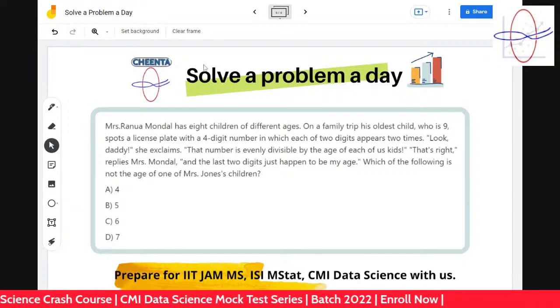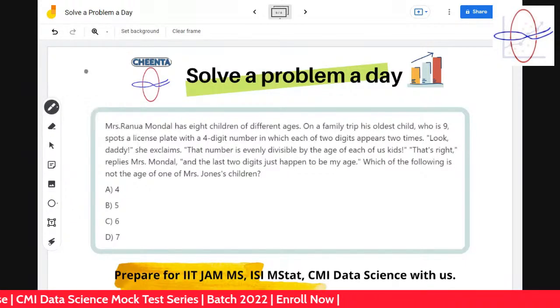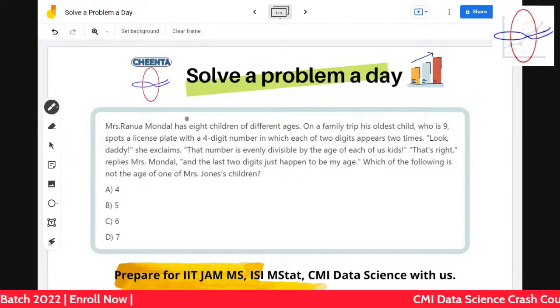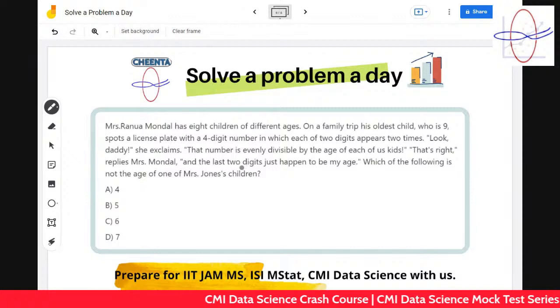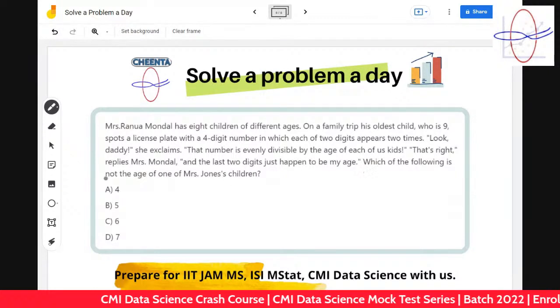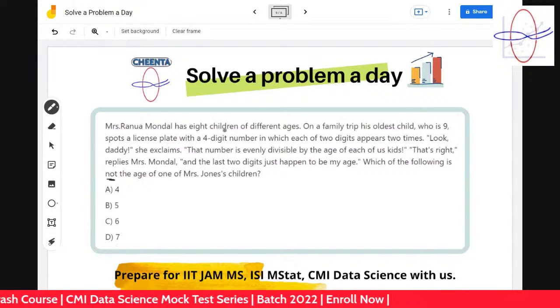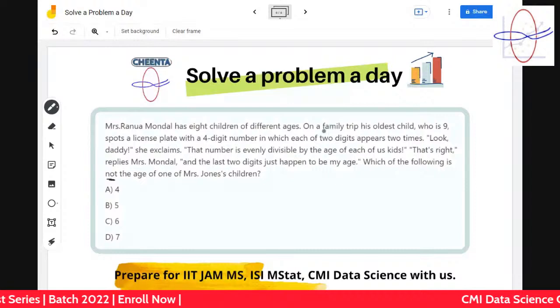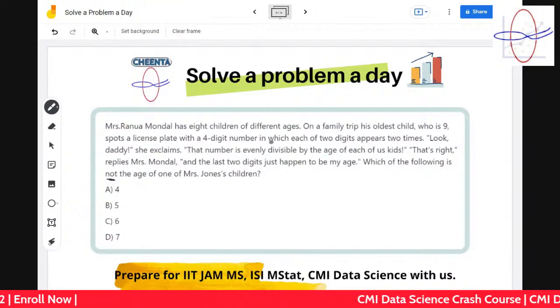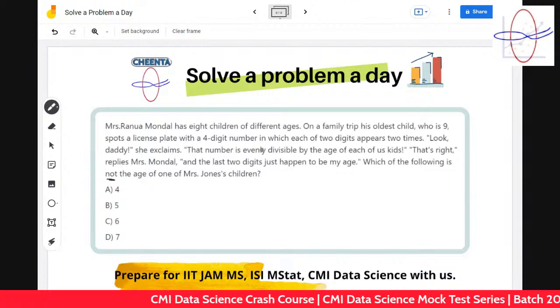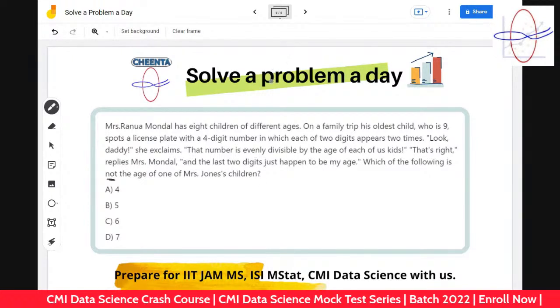So if you read this question properly, there are 8 children, the maximum age is 9, and all have different ages. So one of the ages is not possible. The question asks which is not a possible age of Mrs. Mondal's children: 4, 5, 6, 7. Among 1 to 9, one of the ages is not possible; the other 8 are possible. So to find out which one is not possible, let's see the conditions one by one.